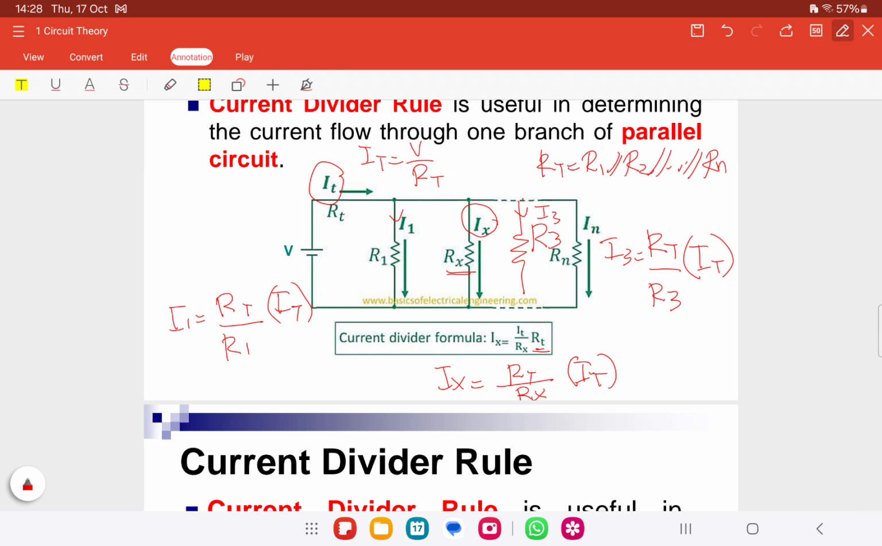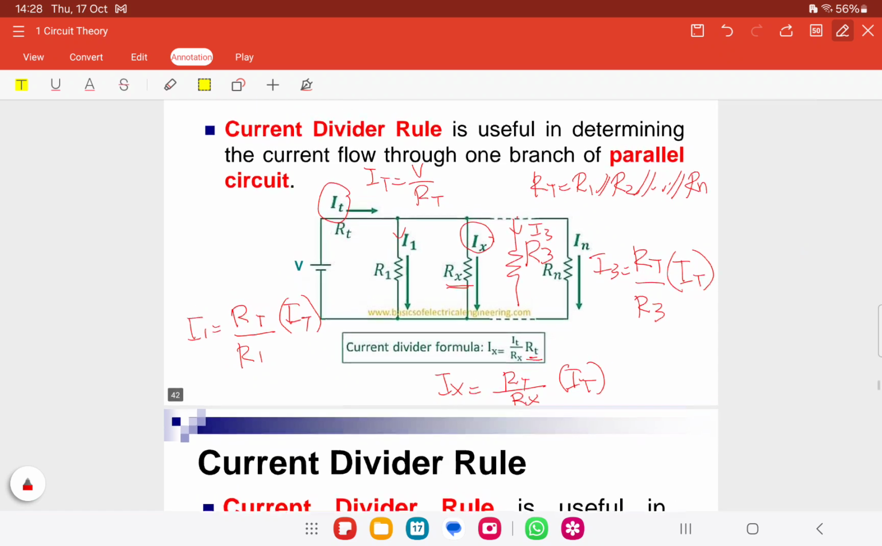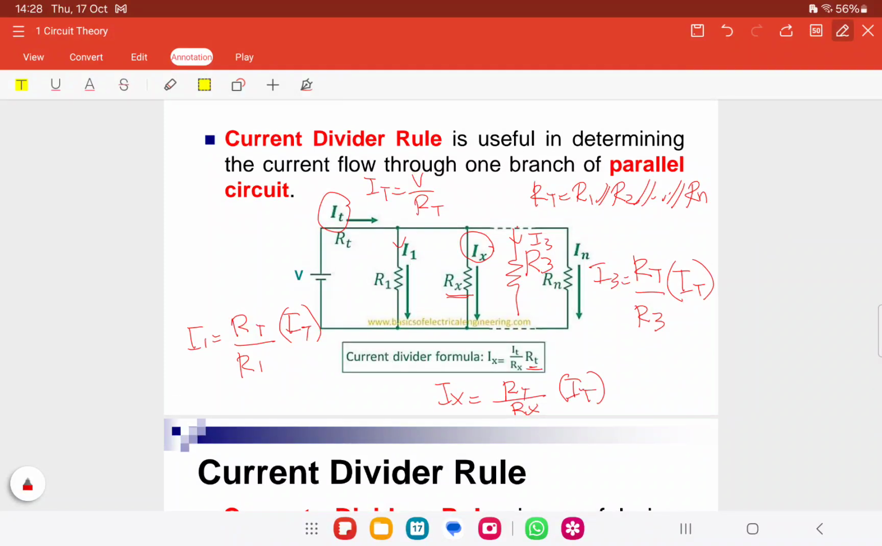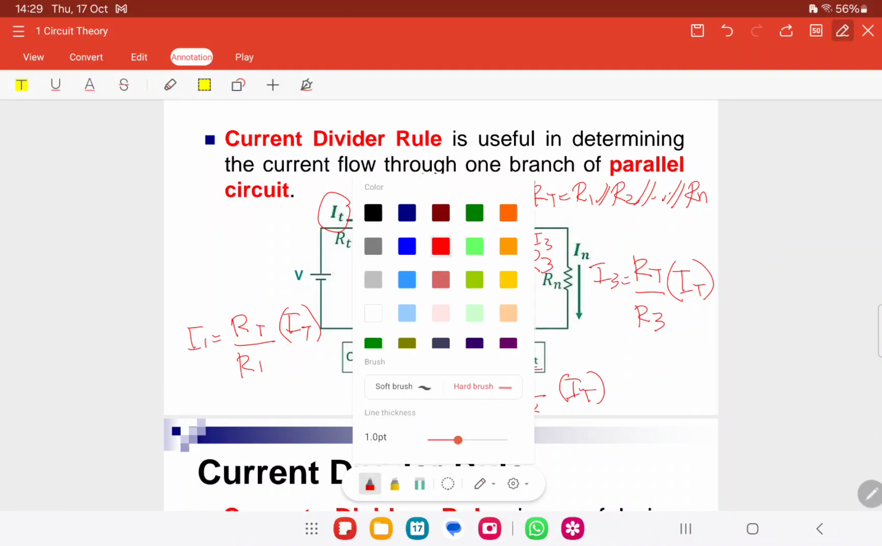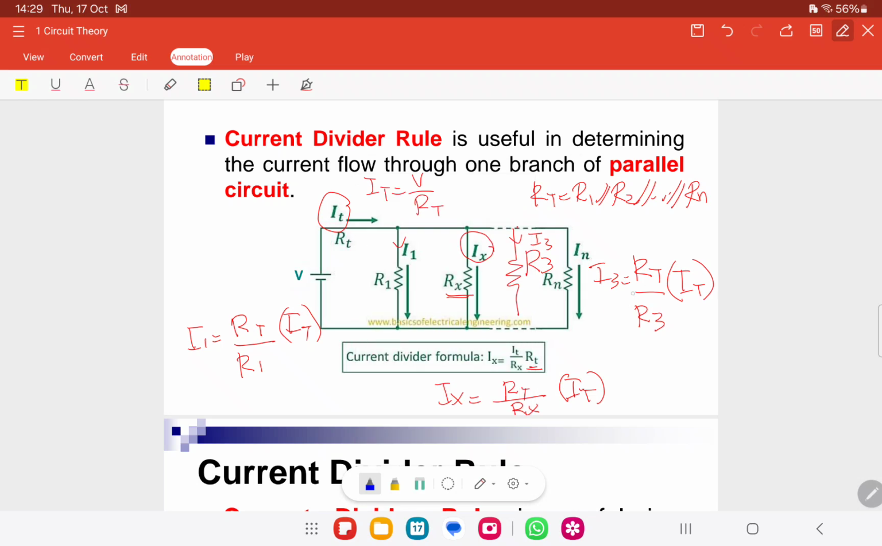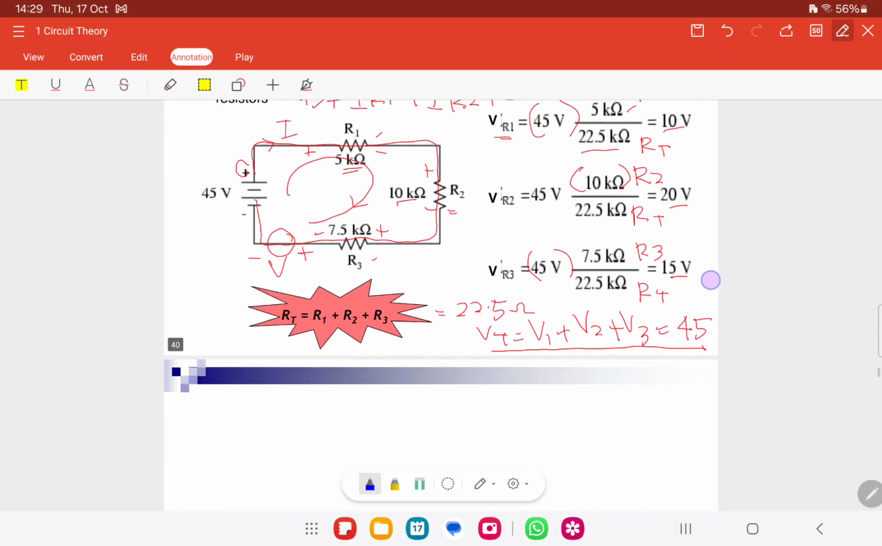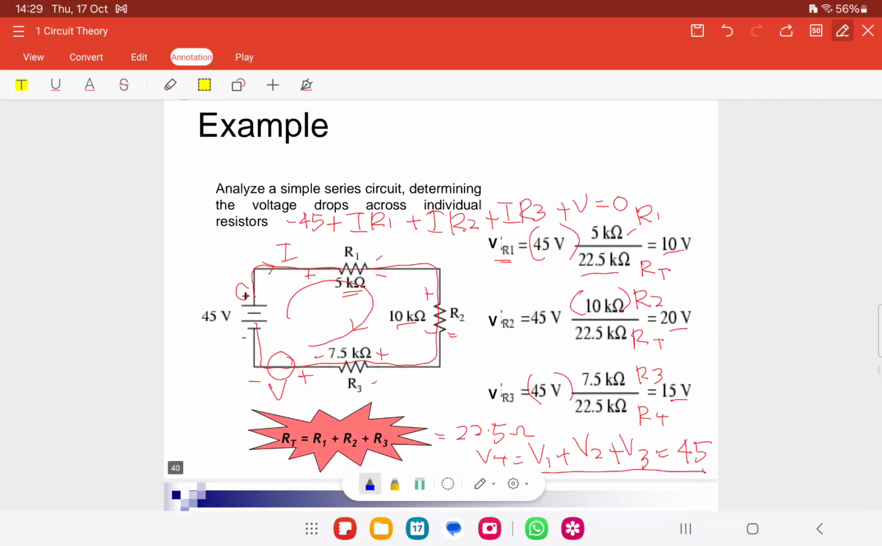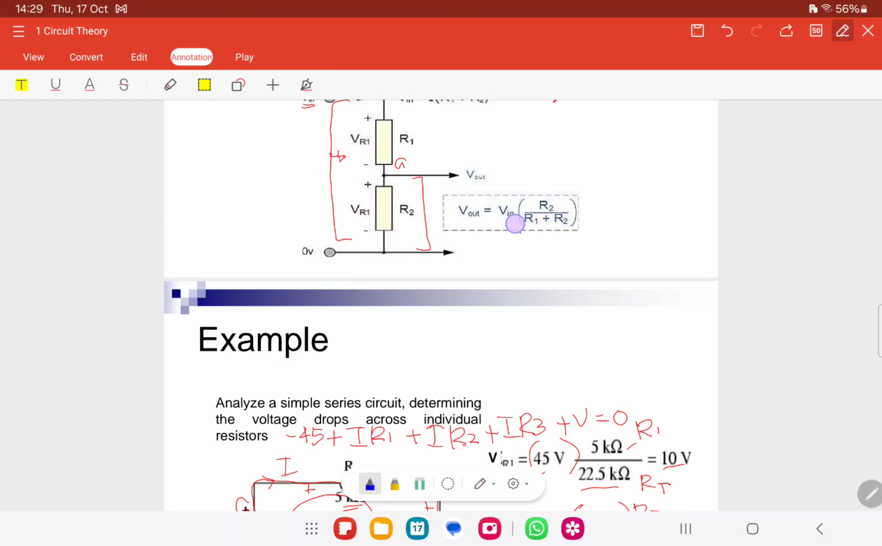Okay, can you spot what are the differences between the voltage divider formula and the current divider formula? The difference. Want to play a game? Okay. For the current divider, R total is on top. For the voltage divider, it is at the bottom. Okay.